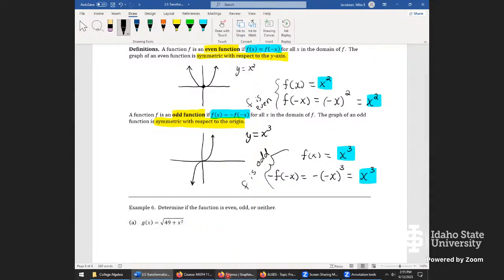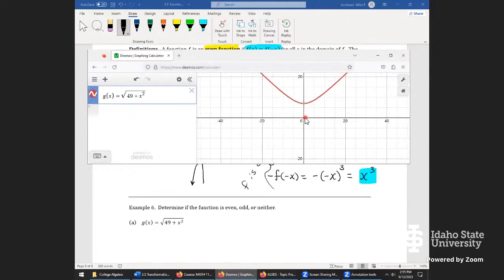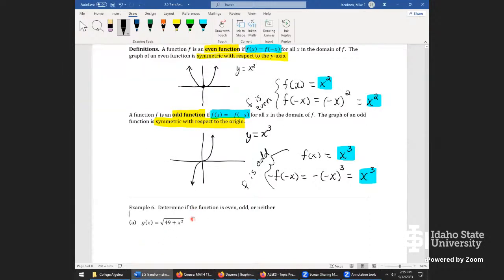If this wasn't ALEKS, you could also pick up your favorite graphing calculator. They're not allowed on exams, unfortunately, but no one's going to prevent you from pulling up anything to graph on for your homework purposes. It's always a good idea. Let's type in g of x equals the square root of 49 plus x squared. And it disappeared, but hang on, let's zoom out. Yeah, I agree with everyone. That looks absolutely even because you can reflect it across the y-axis. So the problem is essentially done, but let's do it the hard way by looking at the original equation and see if we can prove it's even.